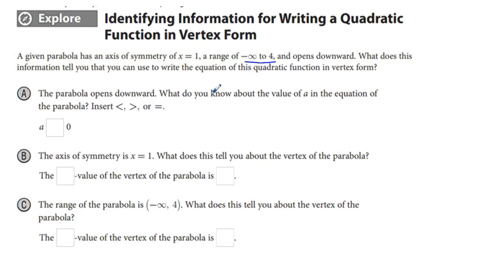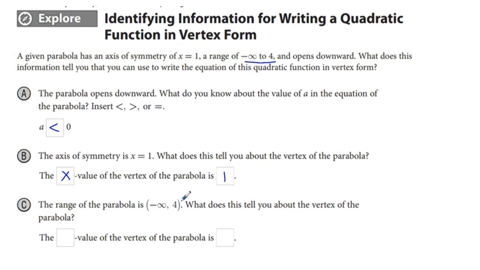Well, A, the parabola opens downward. What do you know about the value of a in the equation of the parabola? Insert less than, greater than, or equal. Well, a is going to have to be less than 0 for a parabola to open downward. B, the axis of symmetry is x equals 1. What does it tell you about the vertex of the parabola? Well, it tells you that the x value of that vertex is 1.